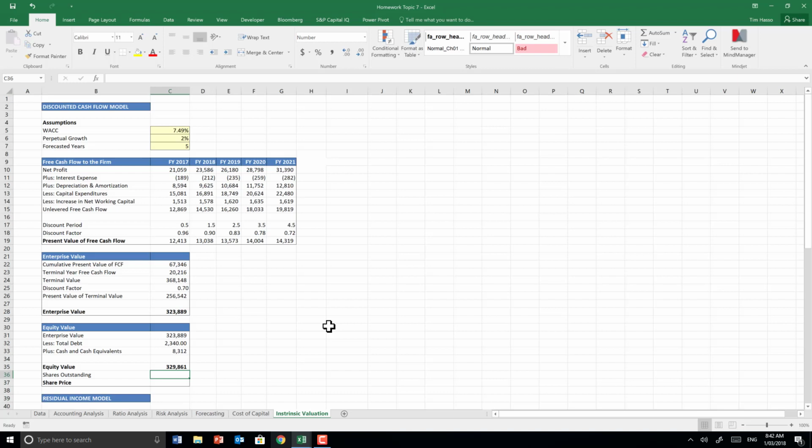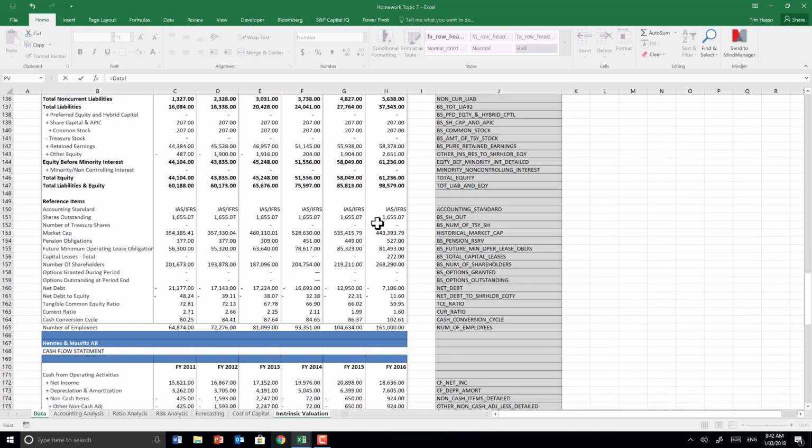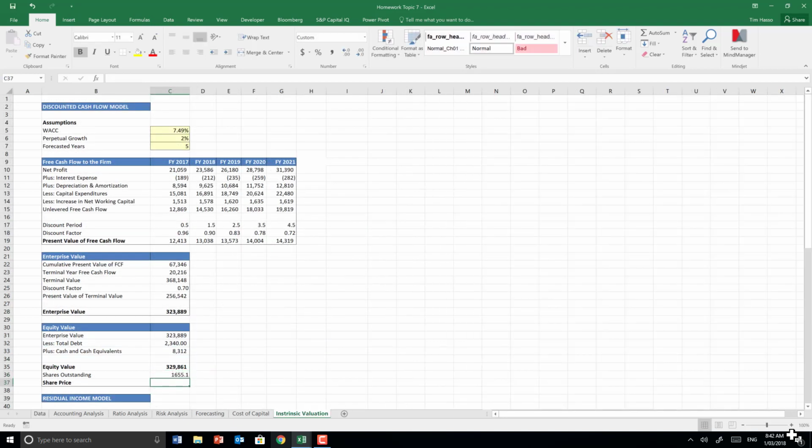Now to figure out the share price, what we need to first figure out is how many shares we have outstanding. And again, this is something we get from the data sheet. So if you go to the data sheet, go down to the bottom, you can see that there is shares outstanding in cell H151. Press enter. So what we can do then is we can take our equity value and divide it by the number of shares outstanding, and we get a share price of $1.99. Again, this is the discounted cash flow model, and it's one of the most popular intrinsic valuation models out there.